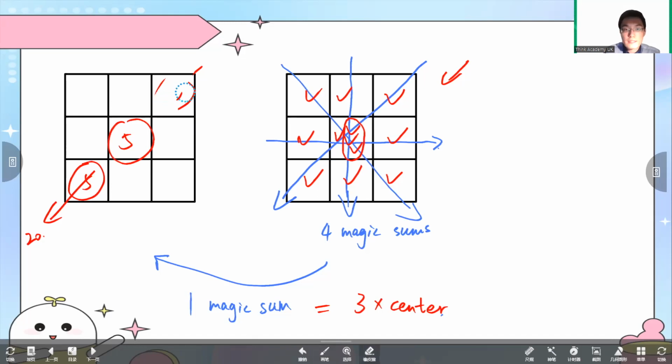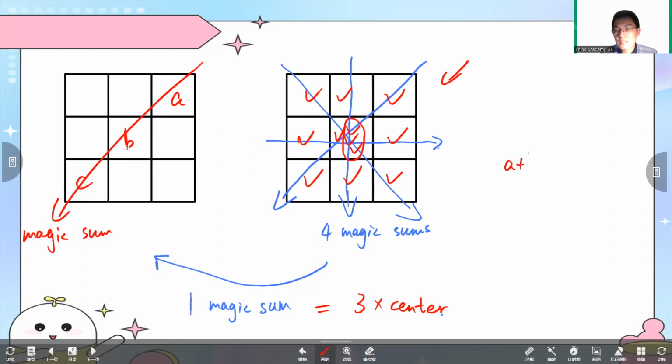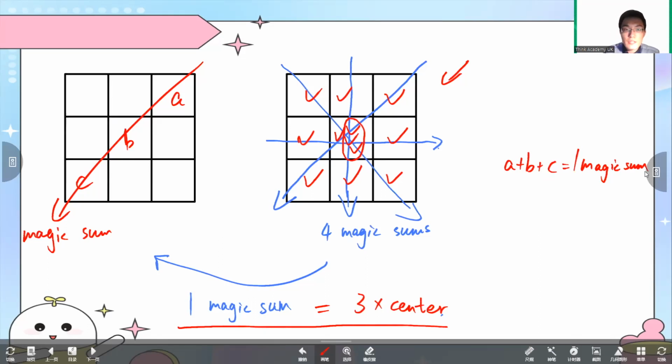Okay, so we can represent it. So just try to be happy with it, but you don't have to be happy with it. We can represent the 3 numbers in the diagonal with 3 letters. We have A, B, and C, and they add up to one magic sum. So we can write here the relationship: A plus B plus C is one magic sum. And then we can use this relationship we got here. So we know one magic sum is 3 times the center number, and we know the center number is B. So one magic sum, we can express it as the equivalent 3B.